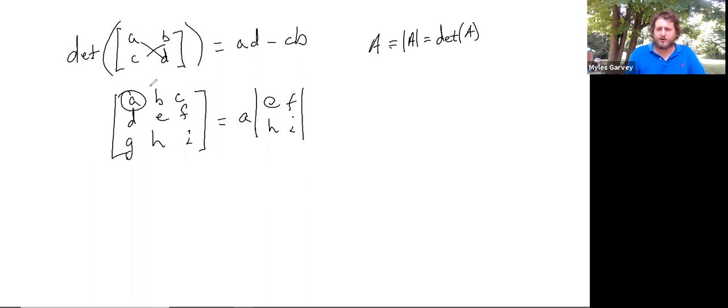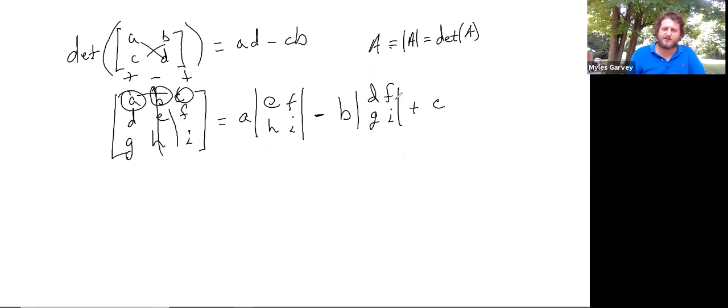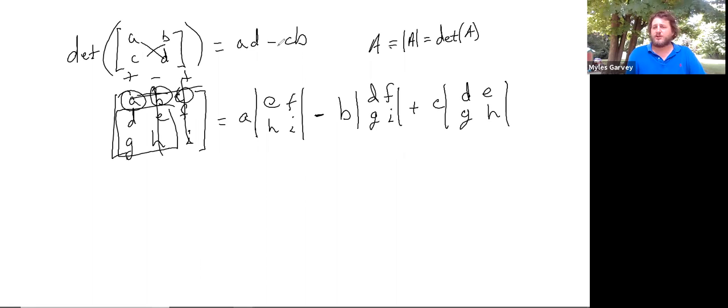Now, here's the weird part. We're going to alternate the signs. We always start with plus here, and then do the same thing. We have B, remove this and this, which gives us B times the determinant of D, F, G, I. And then we add this number, C, times the determinant of this matrix. Why? Because we remove this and this. So the determinant of D, E, G, and H. And this just follows the equation that we did here. This times this minus that times that, so on and so forth.